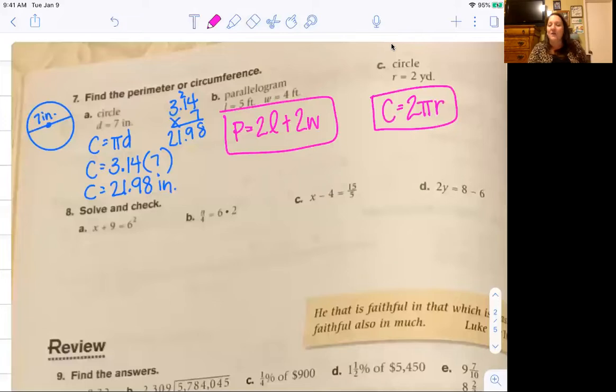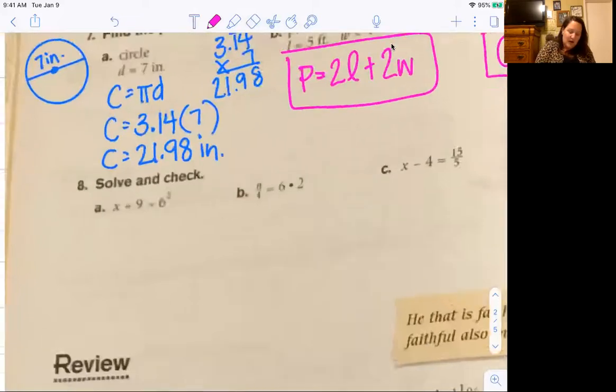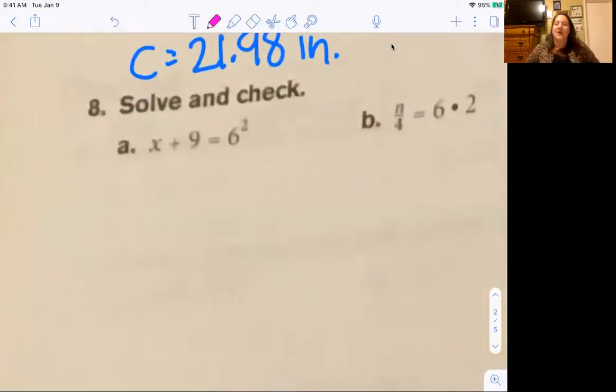Okay. Let's move on to solve and check. And we are going to do all 4 of these. These are our algebraic equations that we are learning, and we're doing so well with them. So A says x plus 9 equals 6. First thing I want to do is work on the side of the equation that does not have the variable, and that is the 6 squared side. So what is 6 squared?